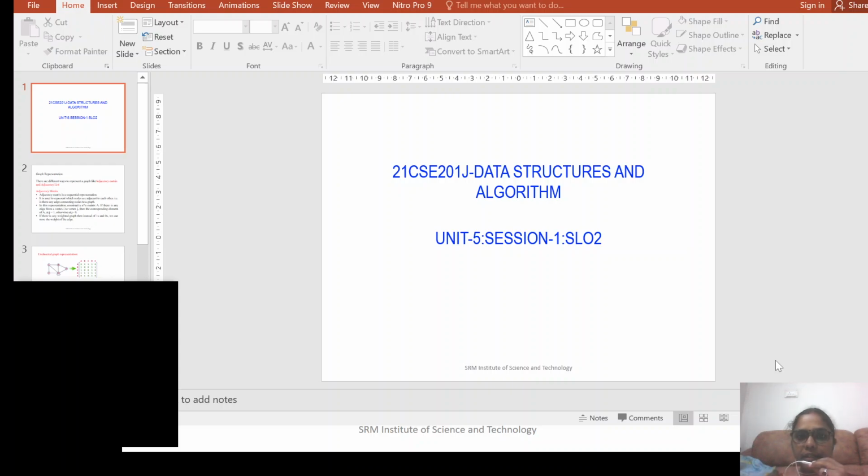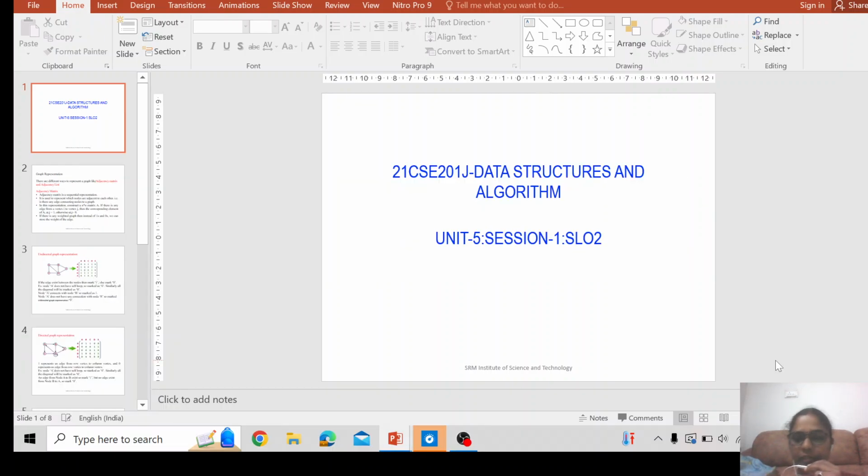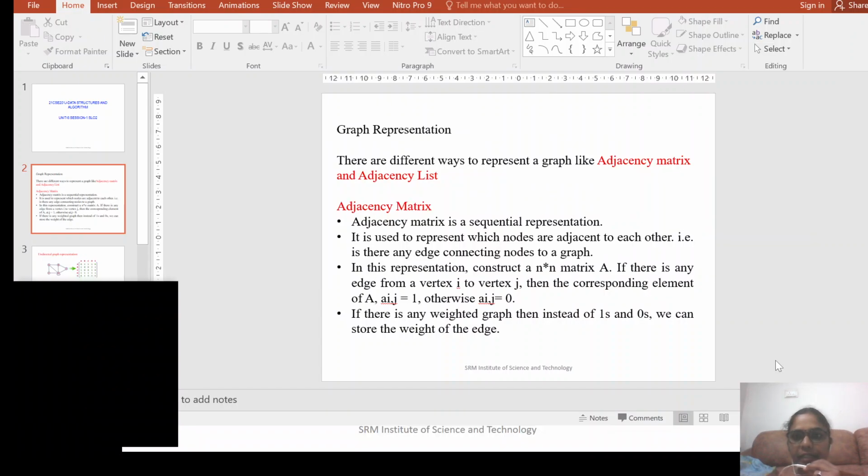Under data structure, the second point is using graph, which is a non-linear graphical representation. A graph is a non-linear data structure which consists of nodes and vertices. This graph can be represented in two ways: by using the adjacency matrix and by using the adjacency list. A matrix is nothing but an array, which we call an adjacency matrix, and by using pointers we can represent the graph as an adjacency list.